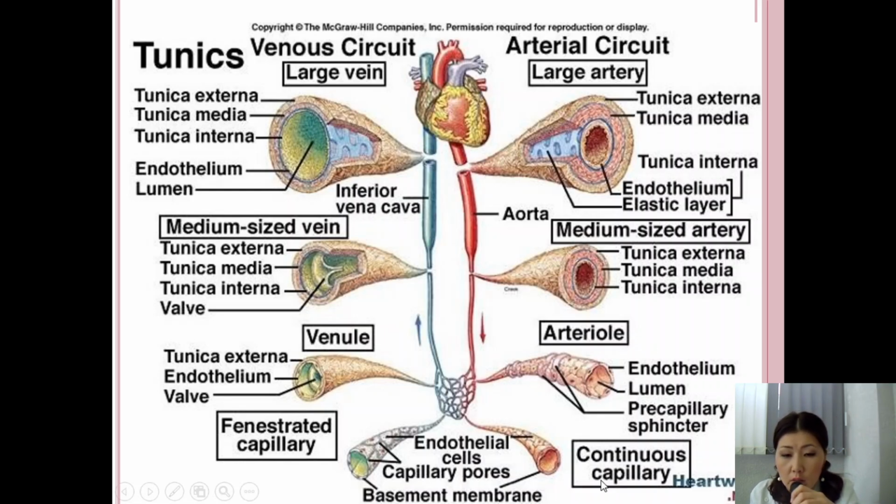This is artery, aorta, artery, arteriole, and capillary. And this is a large vein, for example, vena cava inferior. And vein, venule, and capillary also.